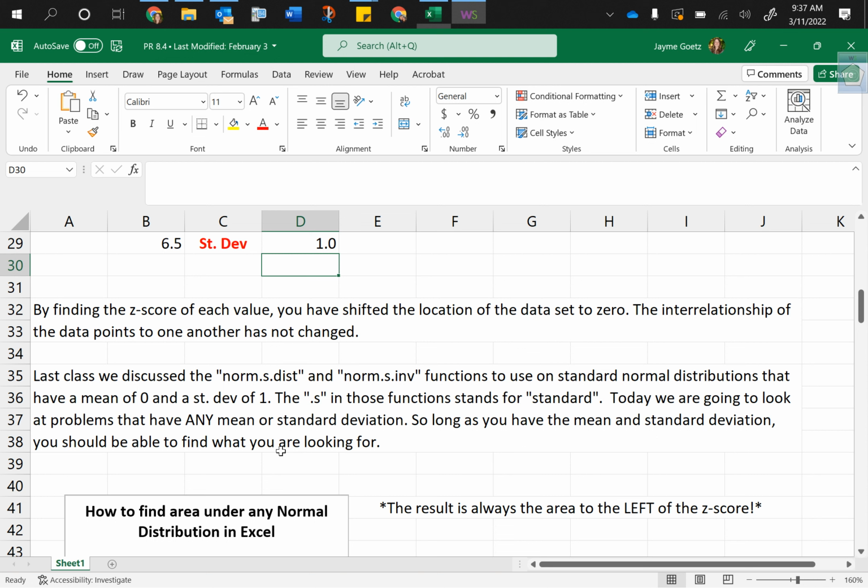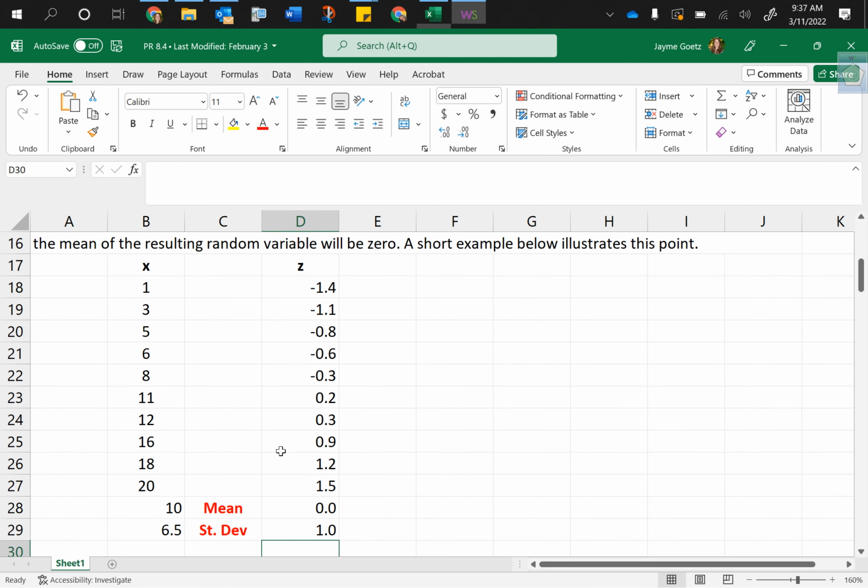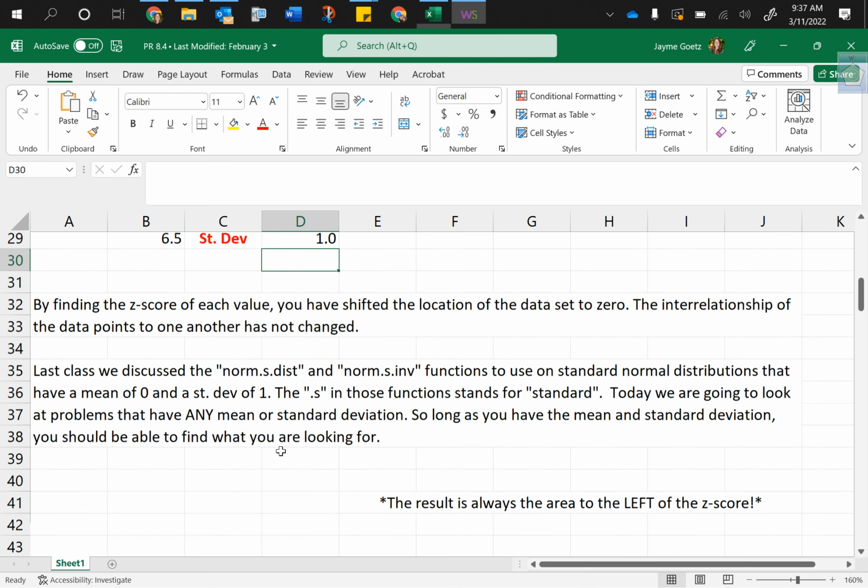Okay? You haven't changed anything. You manipulated it. You shifted it. The interrelationship of the data points to one another has not changed. Okay? So the relationship between 1 and 3 is maintained with their z-score of the relationship between negative 1.4 and negative 1.1. And I understand what you're thinking. You're like, Mrs. Getz, the difference between 1 and 3 is 2, and the difference between negative 1.4 and negative 1.1 is 0.3. That's not what I'm meaning. The relationship between them has not changed. Okay? It's all in reference to their new mean and new standard deviation.